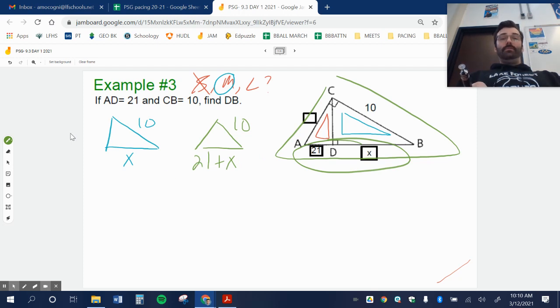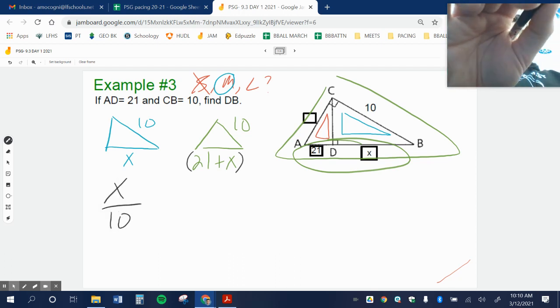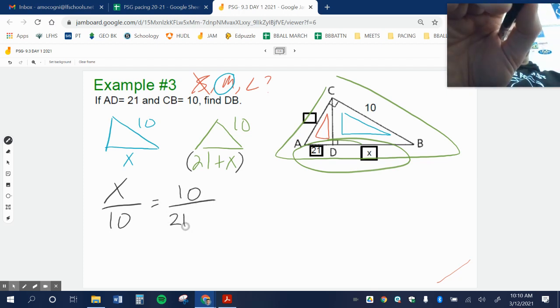Once I do that, I want to compare my two triangles. What appears twice? Now I know what you're thinking: x actually appears twice. However, x is not isolated. There's a difference between 21 plus x, that's an expression, and just x. What appears twice is actually this 10. Because x is being added to 21 here, these are not the same thing. That's like saying 2 and 2 plus 4 are the same thing. It's obviously not. But 10 and 10 are the exact same thing. So I can set it up as x over 10 equals 10 over 21 plus x.